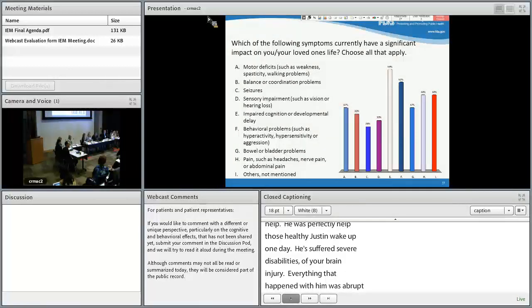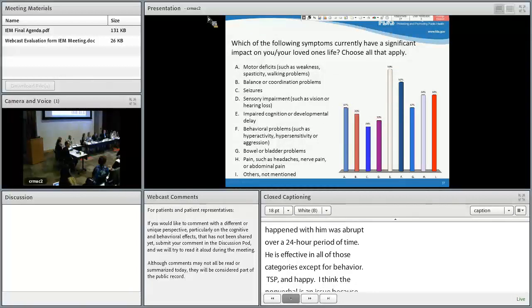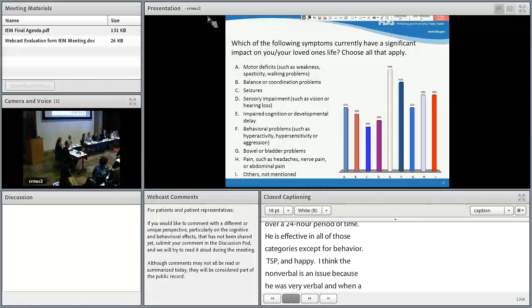And he's affected in all of those categories except for behavior. He's pretty calm and happy. But I think nonverbal is an issue because, again, he was very verbal. When a child like that loses that ability, among other things, he has a vision impairment as well with limited vision. Over time, you work very hard to try to recover what you can. It's been 13 years since his crisis.